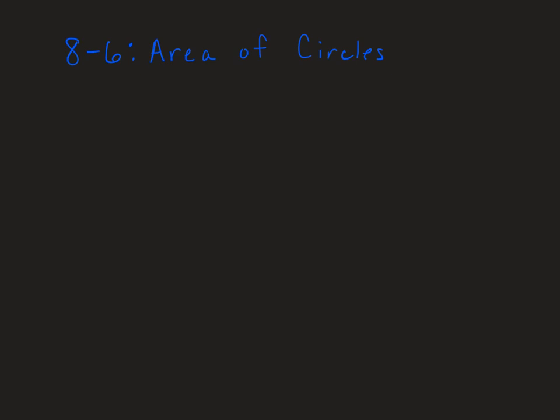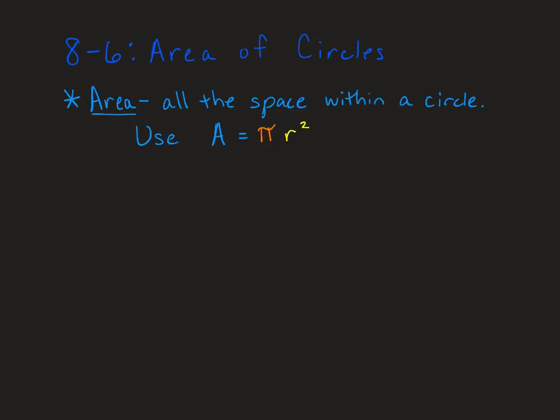Lesson 8-6 is about finding the area of circles. Now, area is just all the space within a circle, and we're going to use a formula, A equals pi r squared, where A is the area that we're finding, pi is a number, we said it's about 3.14, and r squared is just the radius times itself. Because a square just means we say that number times that same number, so radius times itself.